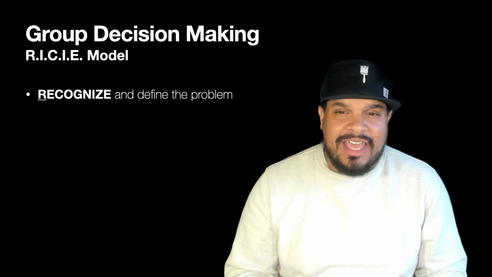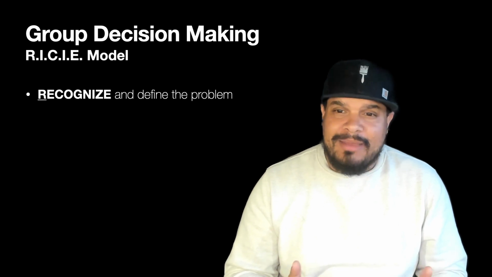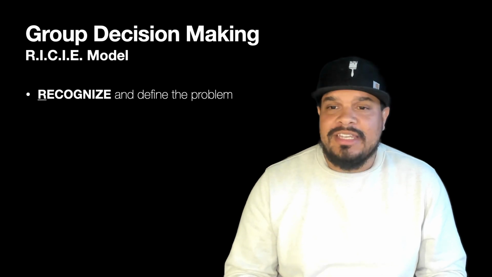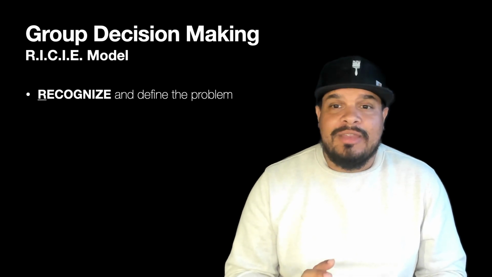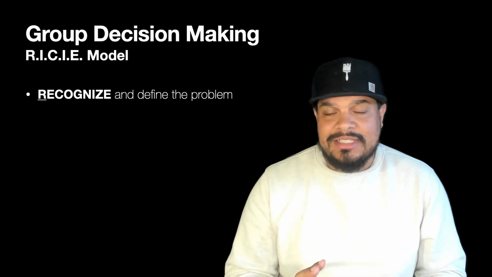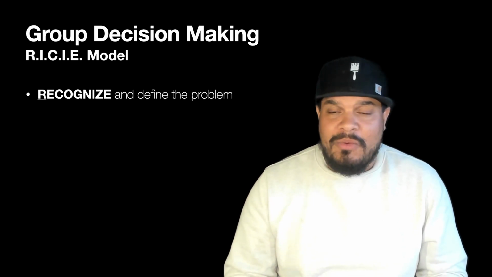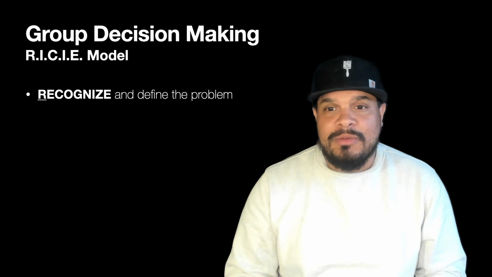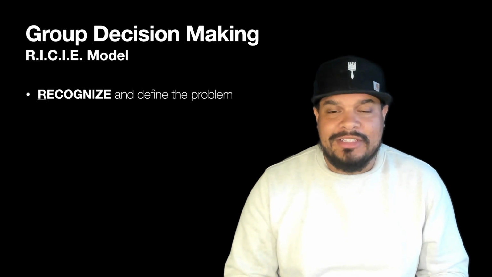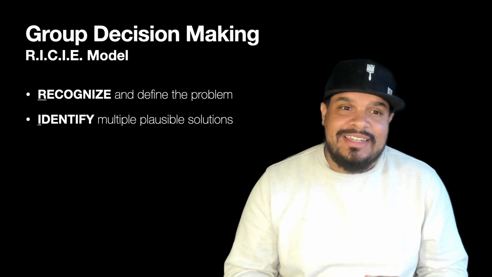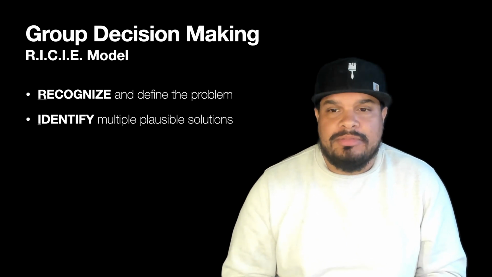So first, we just have to recognize that there's a problem. We can't pretend like we know everything. We can't pretend like we've seen everything before. And what we really don't want to do as leaders is make stuff up on the fly and pretend like we know what we're doing, but really we don't actually know. So that's the first thing, recognize the problem. Then we're going to identify multiple plausible solutions.